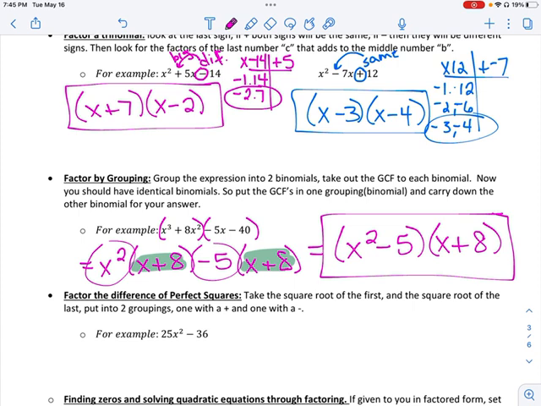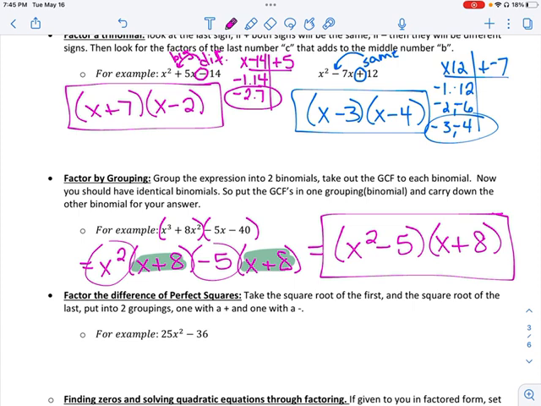Okay, the next method is factoring the difference of perfect squares. Now, remember, to be the difference of perfect squares, the first term has to be a perfect square, the last term has to be a perfect square, and it has to be a minus. That's why it's called difference of perfect squares.